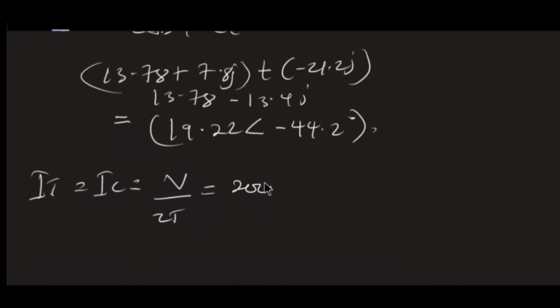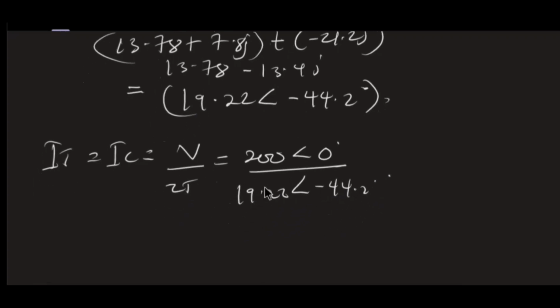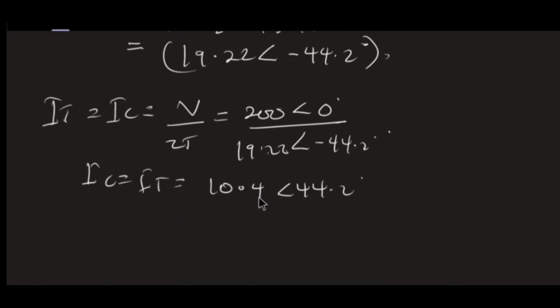Total voltage is 200 angle 0 in the polar form because it's a pure voltage. Then the impedance here is 19.22, angle negative 44.2 degrees. So realize that dividing the magnitudes, then the angles subtract. So my IC, which is equal to IT, will be equal to 10.4 angle 44.2 degrees. Meaning the magnitude is 10.4 amperes, and the phase difference with respect to the supply voltage is 44.2 degrees.